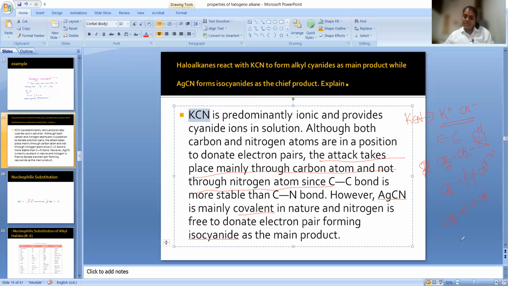It will be reacting with this NC, right? It will be bonded through NC because the nitrogen consists of a lone pair of electrons. The lone pair of electrons will be bonded with the carbon atom there, and we will get isocyanide as the main product. Okay.